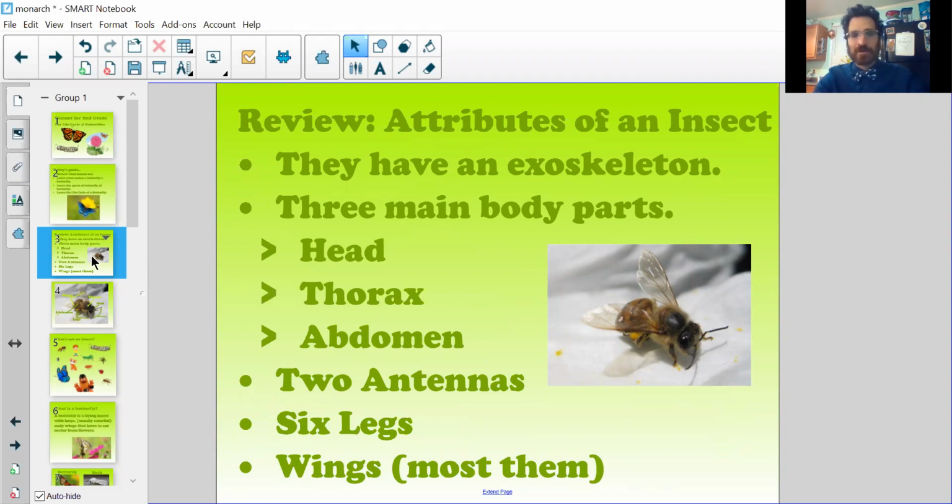So review what makes an insect an insect. Attributes of insects are they have an exoskeleton, that's the outside shell that they have. It's on all of their body parts. They have three main body parts: a head, thorax, and the abdomen. They have two antennae, six legs, and most of them have wings.